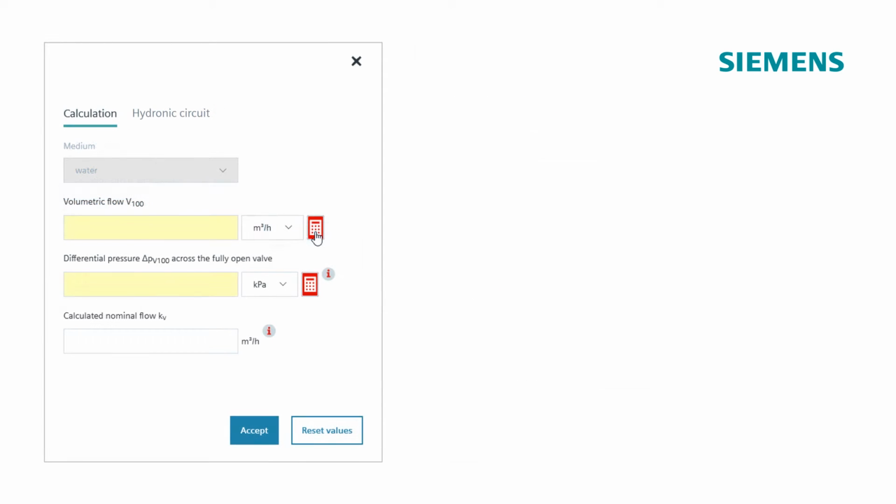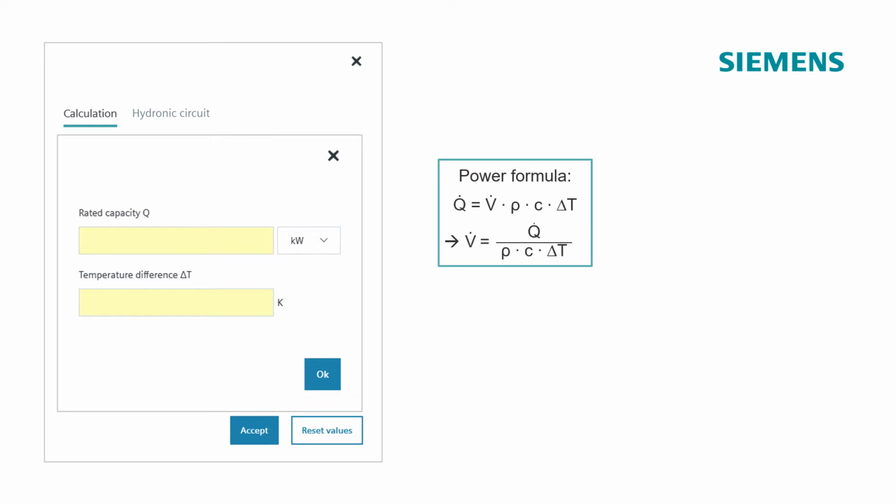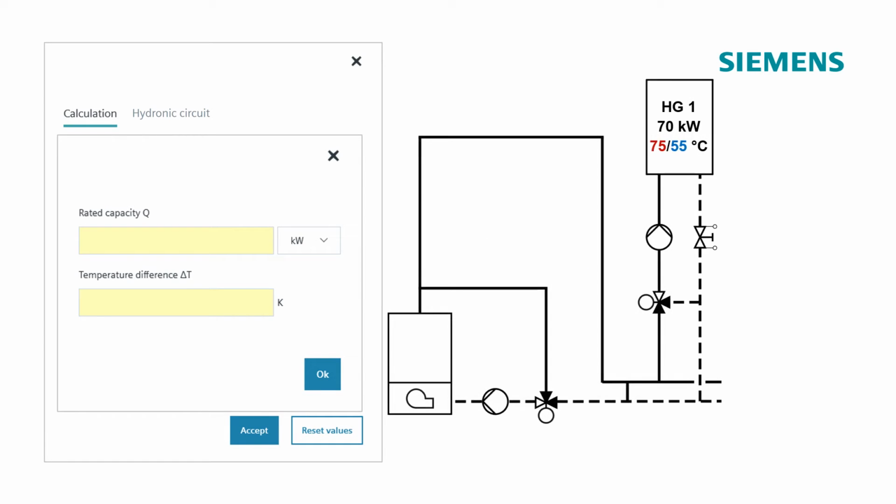Now, the volumetric flow that the valve must handle must be calculated. Click on the calculator symbol to enter the detail information. The volumetric flow is calculated using the power formula from the rated capacity and the applicable temperature difference. In this calculation, typical constant values, for density ρ and specific heat capacity C, are used. Here once again the plant schematic with the data for the heating group 1. The rated capacity of 70 kW can be entered directly.